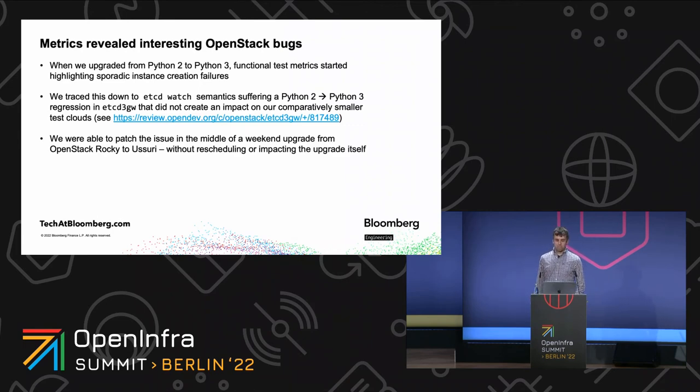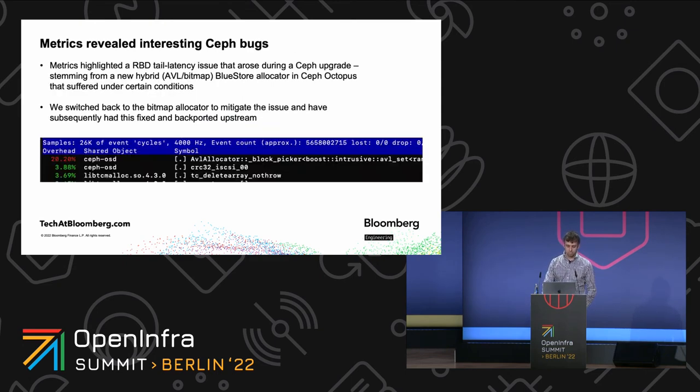So another teething one that's funny to look back at now: during the weekend upgrade of one of our Ceph production clusters, when we were upgrading from, wrong slide. This was etcd3 gateway. When we were upgrading from Rocky to Stein, we were doing a Python 2 to Python 3 transition, and we started seeing some functional test errors creep in now and then. We were able to deduce that to a problem in etcd3 gateway where the watch semantics were broken in Python 3. So we pushed that issue up. If you do use Calico, make sure that you're using an etcd3 gateway version that has that fix. It will make it run a lot better.